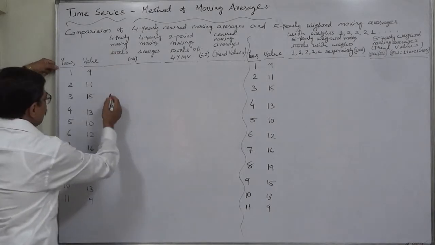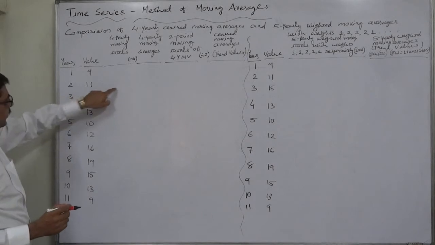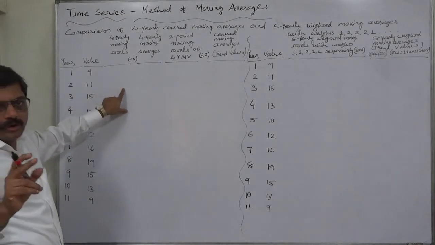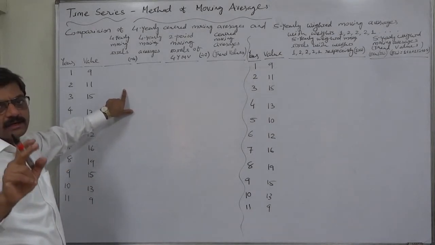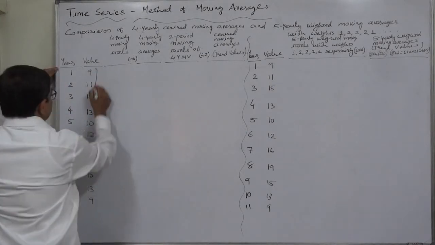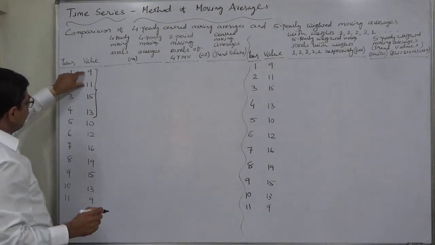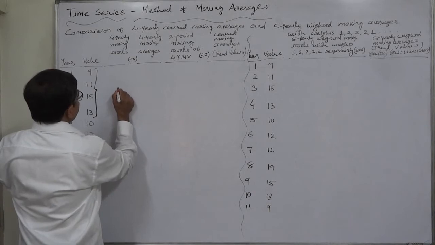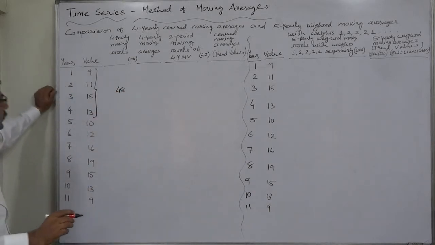4-yearly moving totals. Totals of 4. Totals are written exactly in the center. That means in no man's land, because in 4 years, in the center exactly there is nothing. So the totals will be written between the second and third year or third period. First will be for the first 4: 9 plus 11, 20 plus 15, 35 plus 13, 48. It is written exactly between second and third.